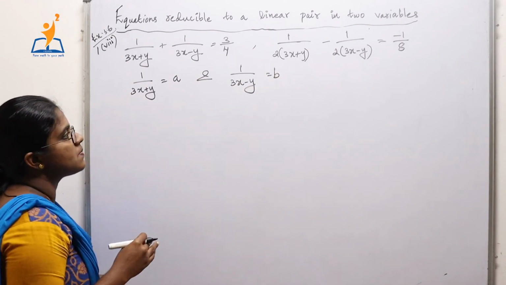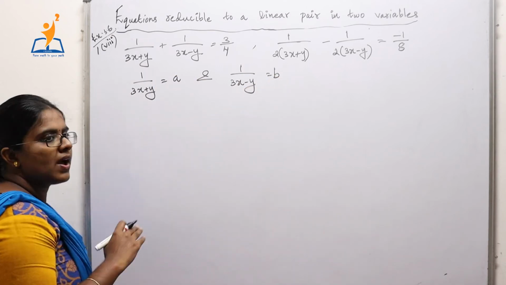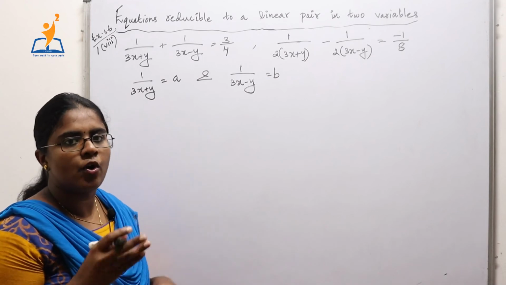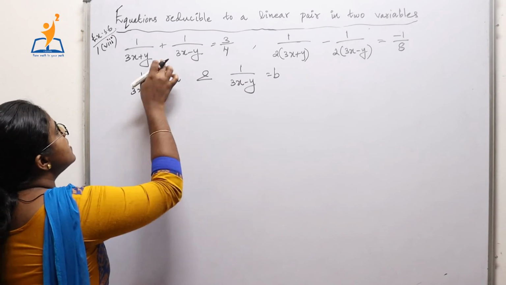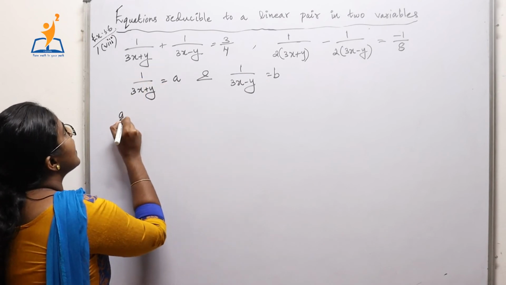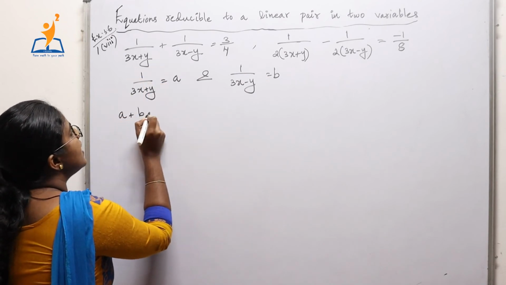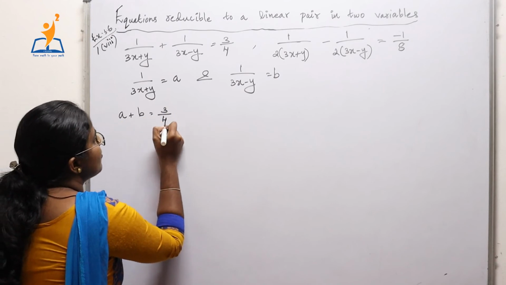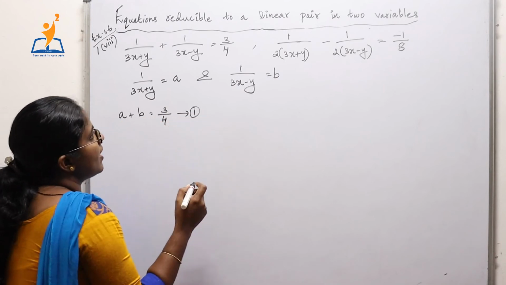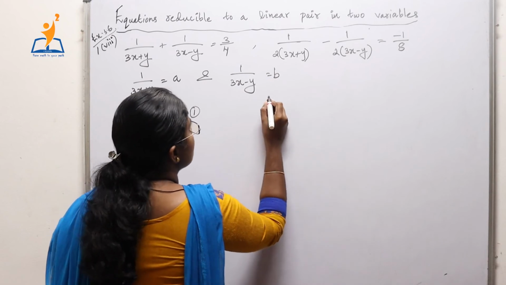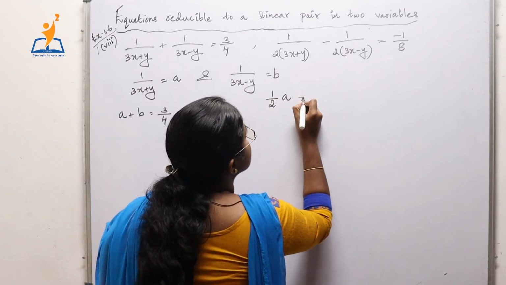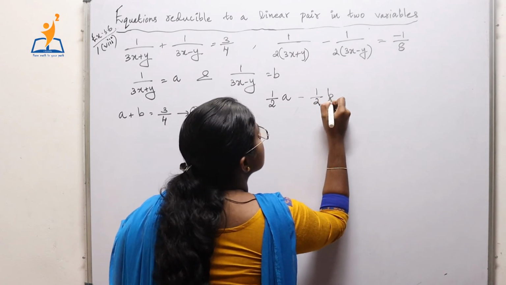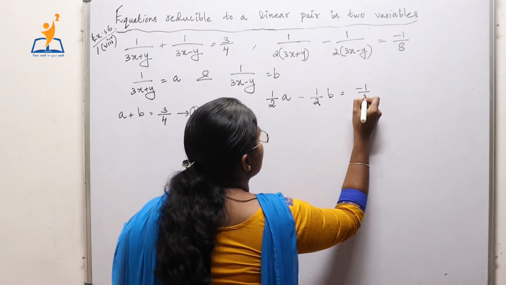We gave these substitutions because 1/(3x+y) and 1/(3x−y) are common in both of these equations. So now this equation will become a + b = 3/4. This is our equation number 1. And this equation will become (1/2)a − (1/2)b = −1/8.